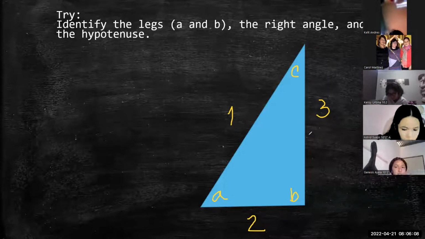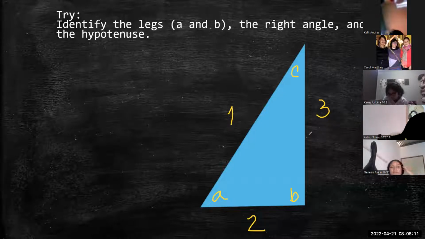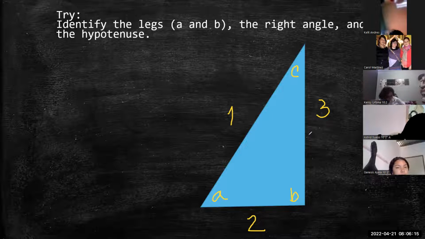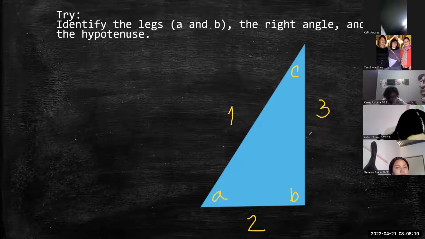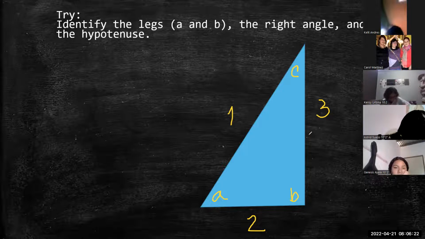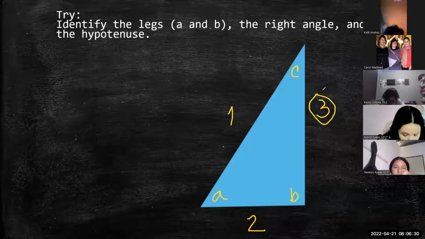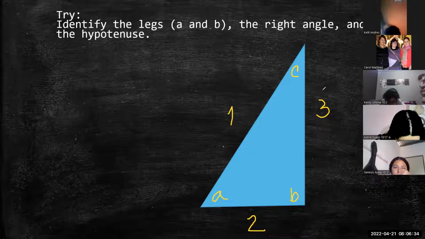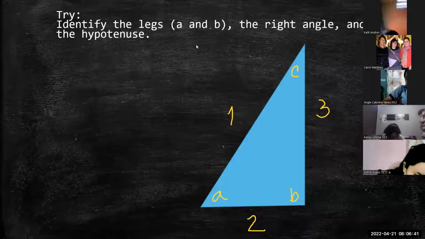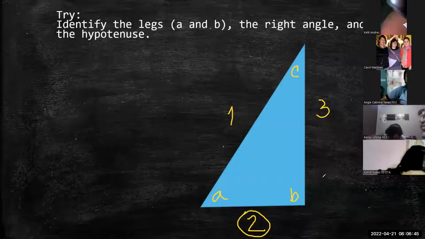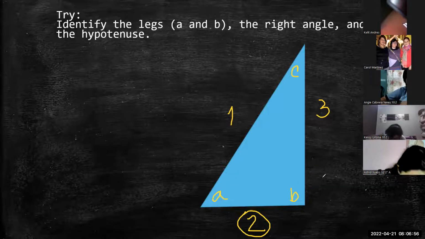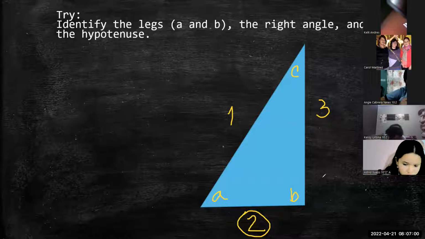Now, I need you guys to understand that identifying A and B is not important, but it is important to identify what leg is the horizontal leg and what is the vertical leg. Okay, so is the side 3, this leg from here, vertical or horizontal? Vertical. It is vertical. Now the side 2, is this side vertical or horizontal? Horizontal. It is horizontal. Very good. This is the most important thing, okay? That you identify which one is horizontal and which one is vertical.